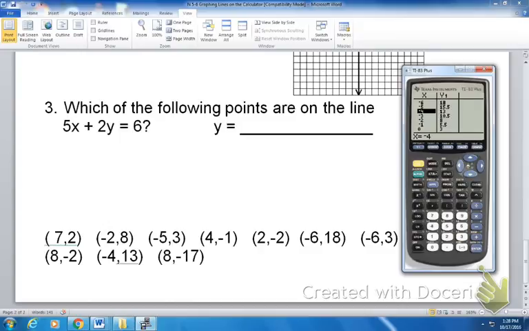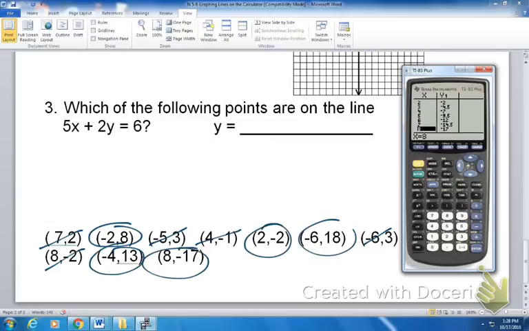Let's see, that leaves me with 2, negative 2, which is in my table right there. 8, negative 2, which is not, but 8, negative 17 is. So here's what we found. 7, 2 is not on our list. Negative 5, 3 is not. 4, negative 1 doesn't work. Negative 6, 3, and 8, negative 2. But every one of these that I'm circling was on my table.